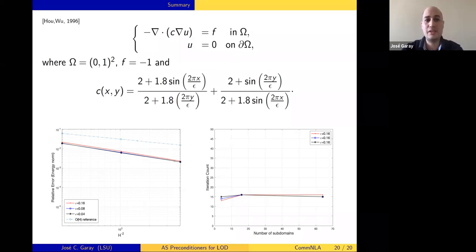And since I have time, let me quickly show this problem. This is a classical problem to test multi-scale solvers, where the coefficients are highly oscillatory. With this method, things are straightforward: you obtain a good convergence rate for the error, and the iteration counts are small and they scale.